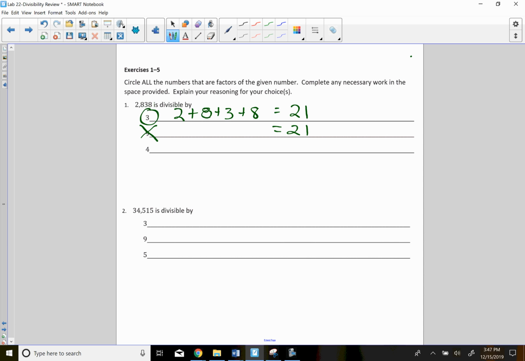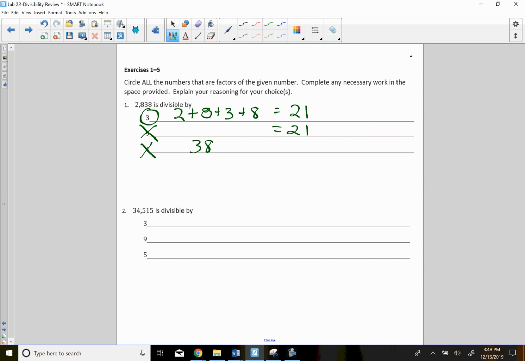Now for 4, the rule for 4 is to look at the last two digits. The last two digits are 38. 38 is not a multiple of 4, so 4 is also not going to be a number that value is divisible by.